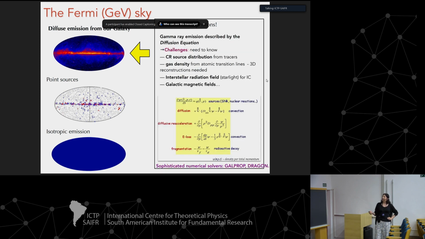And in order to do that, that's not easy, because in order to model all this emission in spectra and morphology, you need to solve the diffusion equation. And this diffusion equation depends on how cosmic ray sources are distributed, how gas is distributed, inverse Compton. There are tons of things, magnetic fields, tons of things that enter here. We typically have these numerical solvers, GALPROP, DRAGON, that are publicly available, where you specify all these parameters and then get these maps.